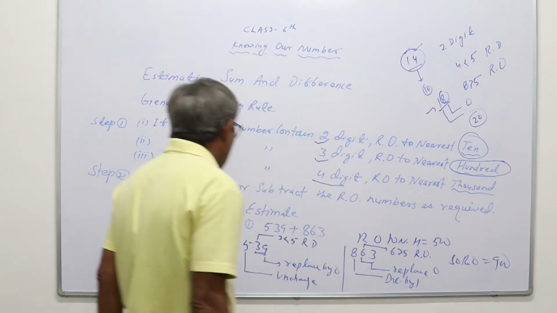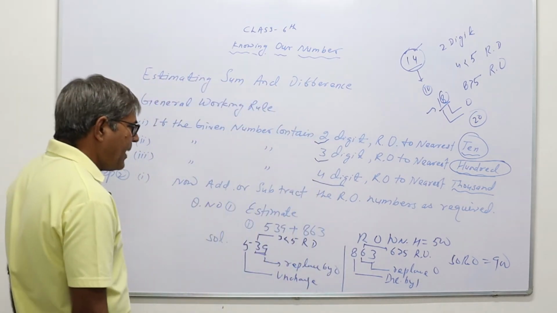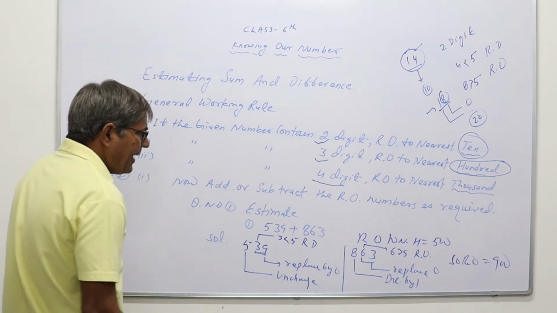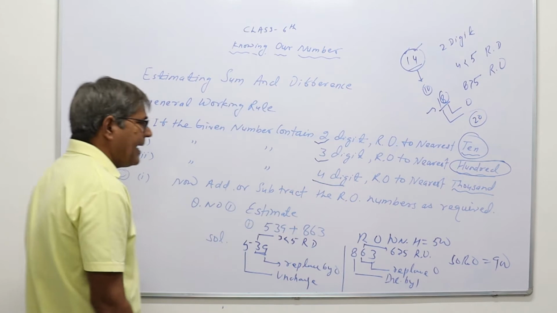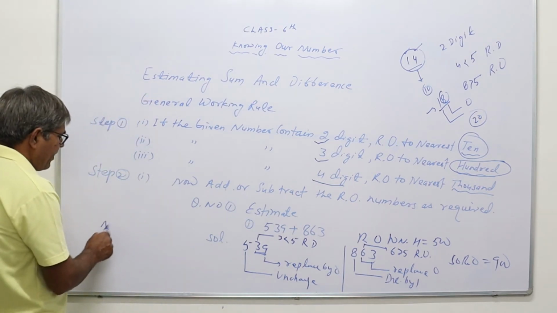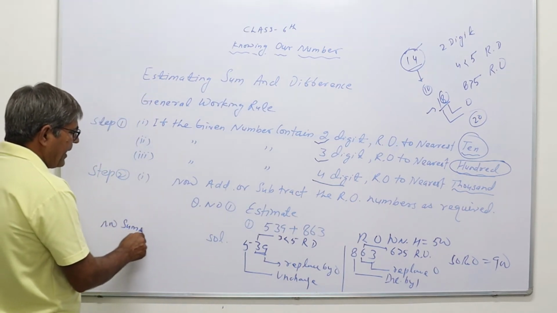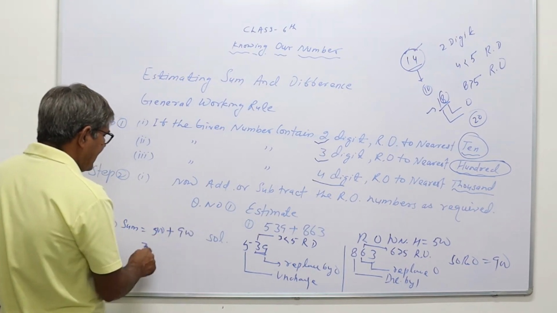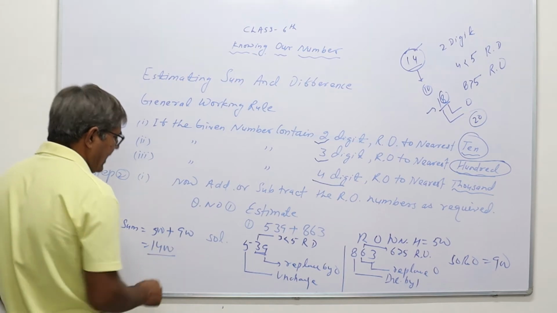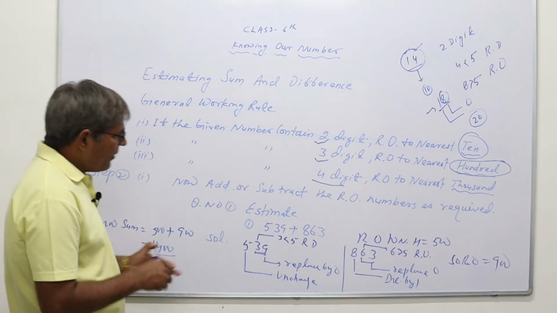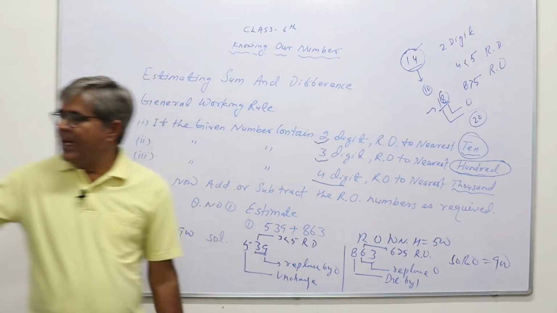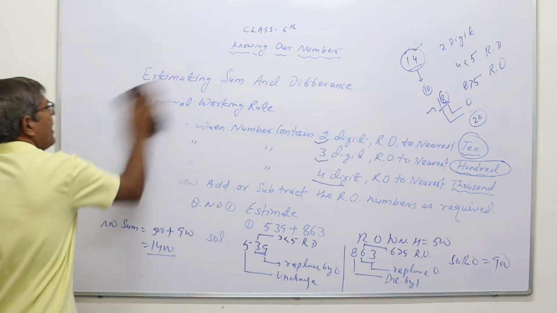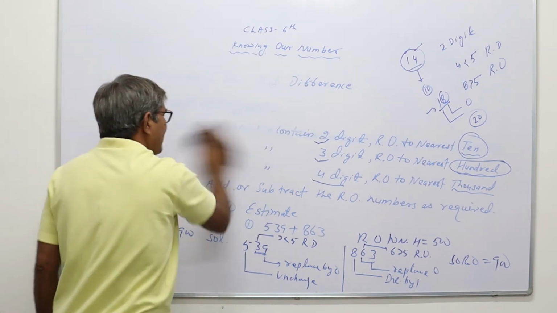Now what we have to do? We have to find the sum of these two numbers. So the first number is 500 and the second number is 900. So now the sum will be equal to 500 plus 900, that is equal to 1400. So in this way we will estimate the numbers and then we will find the sum of the given numbers. Now we will take one more example.